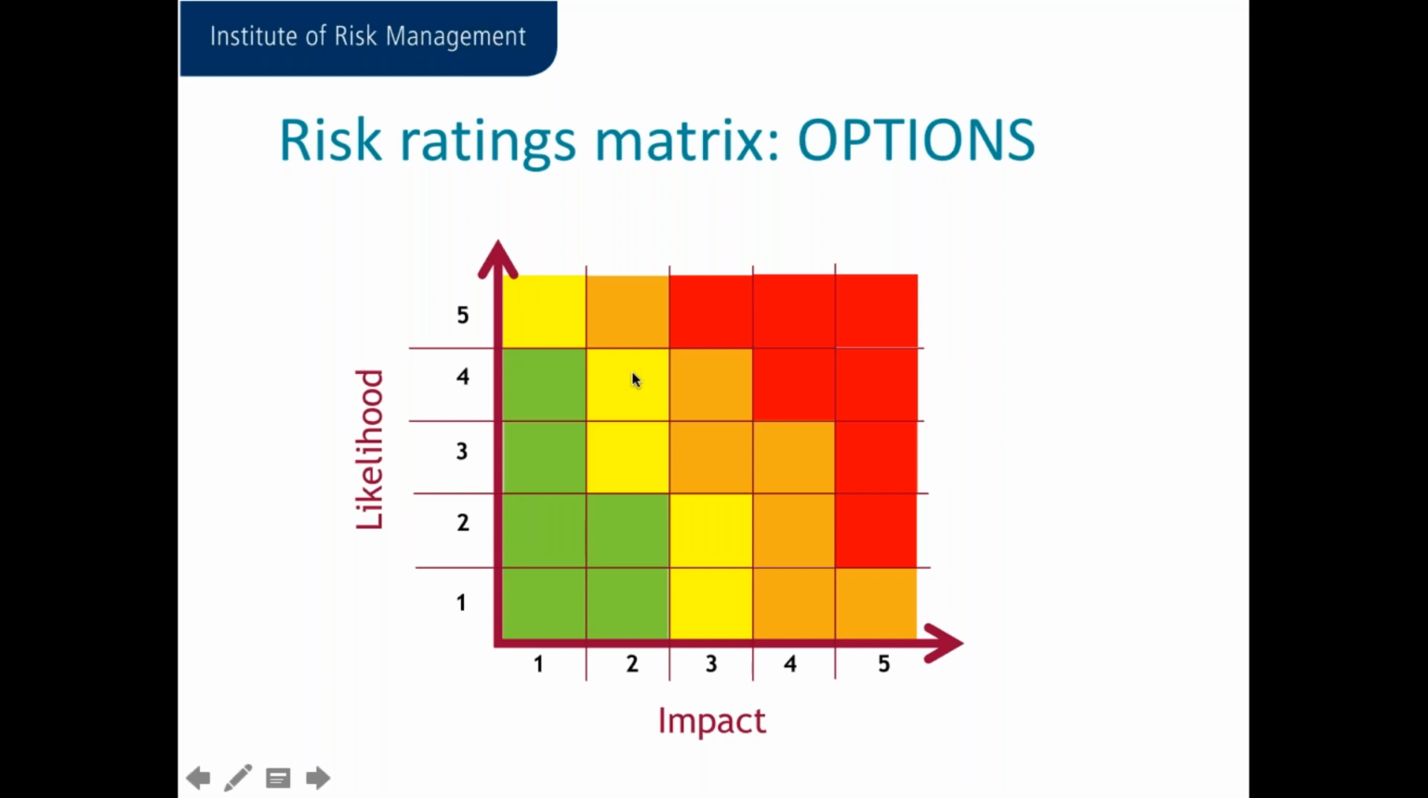Because if we do a simple calculation and we said, well, a 1 likelihood times a 5 impact, the combination of that is a 5. And if we said we had a 5 likelihood and a 1 impact, the combination of that is also a 5. So by weighting the impact more than the likelihood, we can actually say that that's more important than that one.